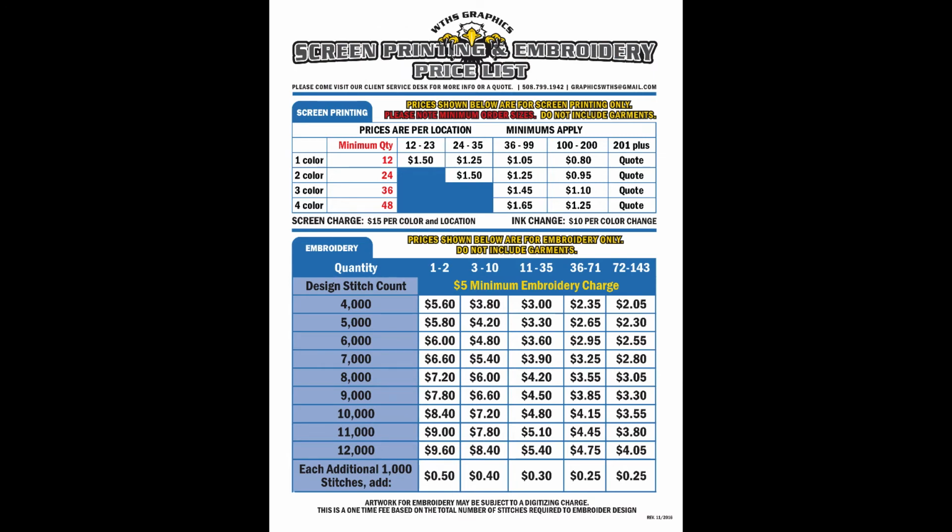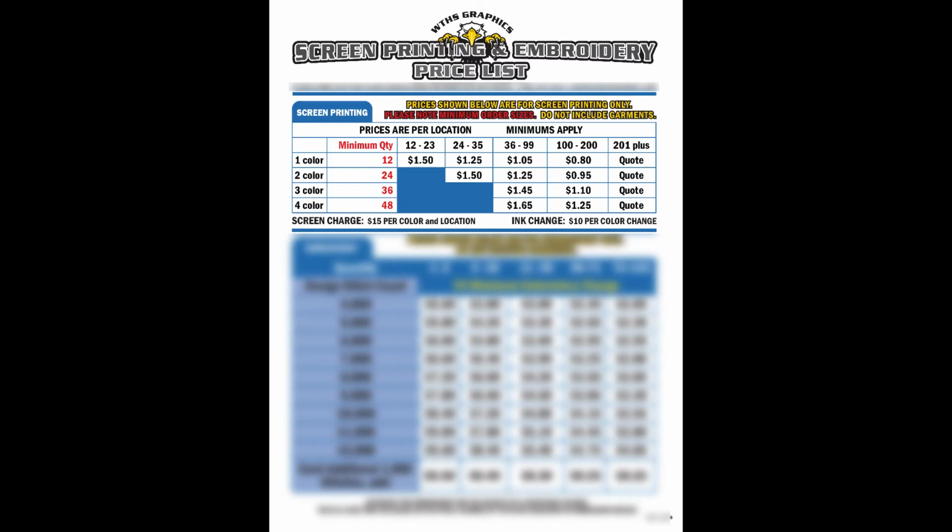So the first thing that I want to talk about is how to use this chart. If you can see the chart, there's a color list, 1, 2, 3, 4 colors, and then some quantities where they'll say 12 to 23, 24 to 35, etc. These are very important for us because they show us where to start with the pricing.